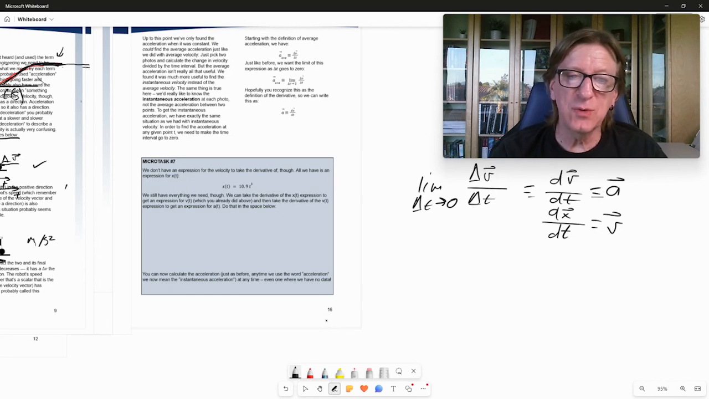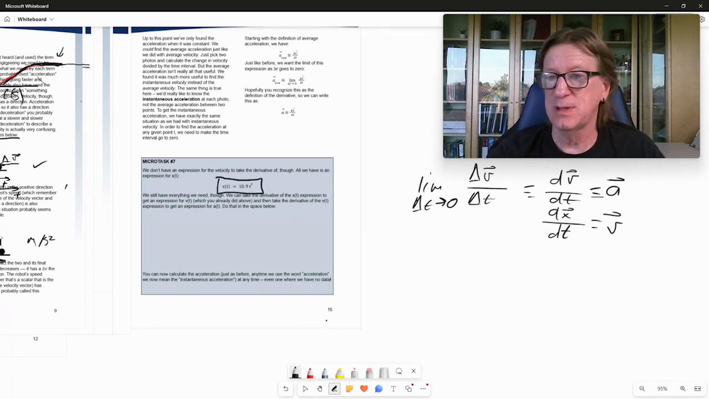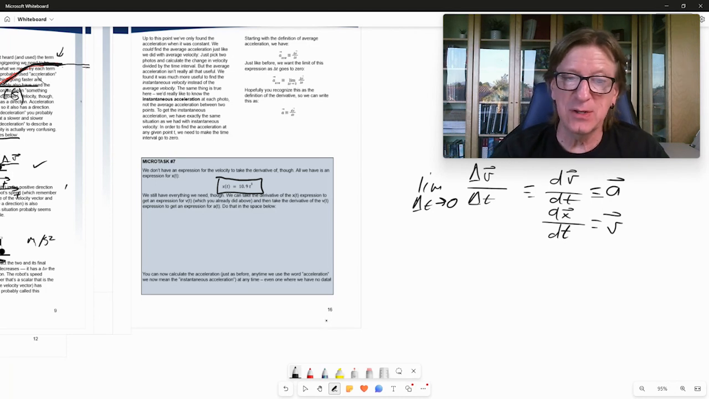So what if we don't have an expression for the velocity to take the derivative of? What if we didn't have that velocity fit that we had before, and we've only got our position fit? Can you come up with an expression for the acceleration? Well, we know how to do that. You just take the derivative to get v of t, and then take the derivative of v of t to get a. So we just do it twice. Let's go ahead and do that. You do it in this space, and then I'll do it over here.